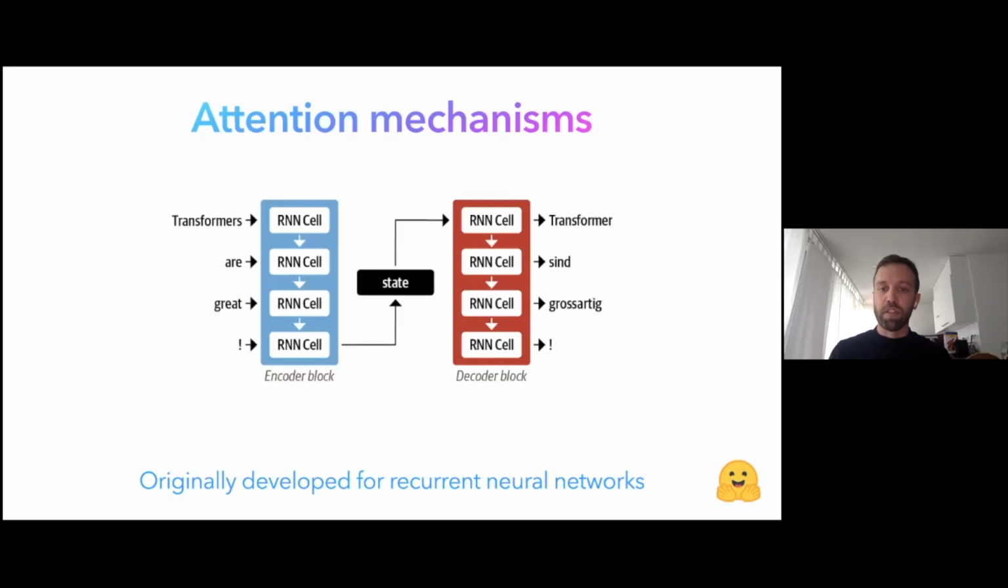So that process continues until you finish your translation. That state in the middle is essentially just a vector, a list of numbers that's created in the encoder block. One thing that's not so good about this architecture is that the state can create an information bottleneck.